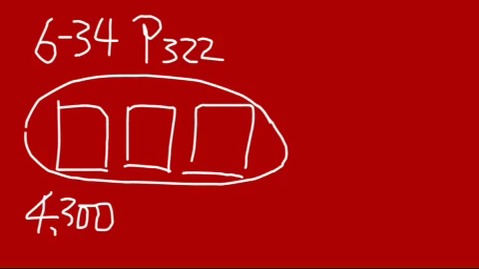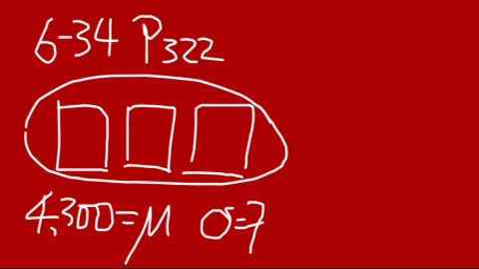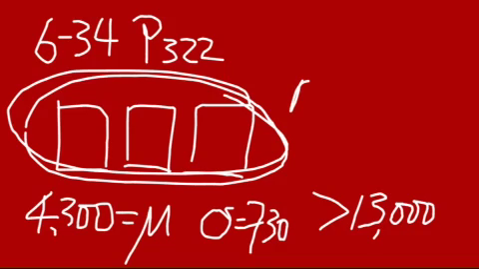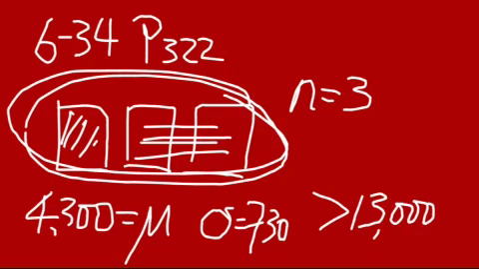And the question asks, if the mean, this is the mu of the population, is 4,300 hours and the standard deviation is 730 hours, what will be the probability that this given set of monitors will last at least 13,000 hours? So actually your sample size is a set of monitors, meaning 3 monitors. One is the primary monitor and the other 2 are the backup monitors.